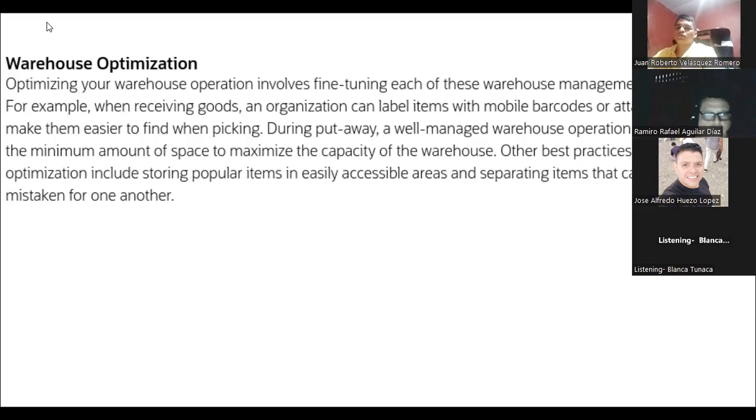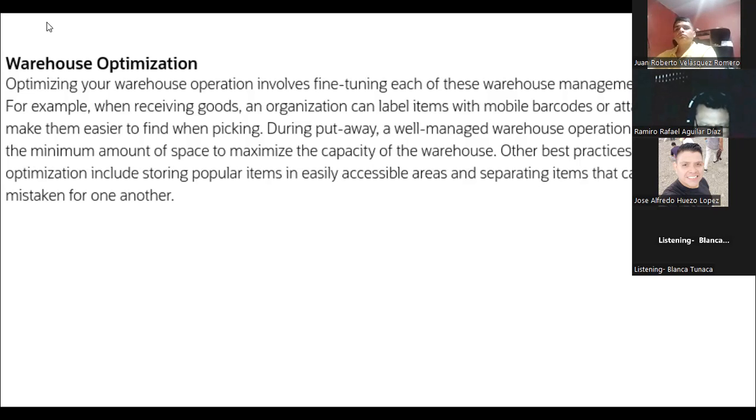During put away, a well-managed warehouse operation stores items in the minimum amount of space to maximize the capacity of the warehouse. Other best practices for warehouse optimization include storing popular items in easily accessible areas and separating items that can easily be mistaken for one another.